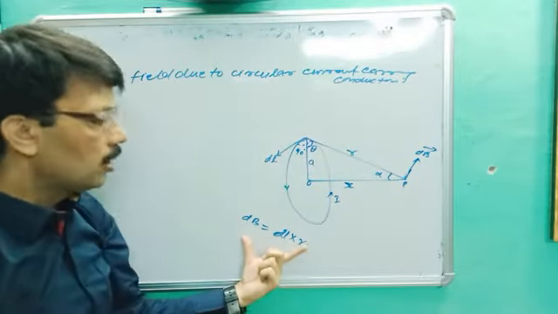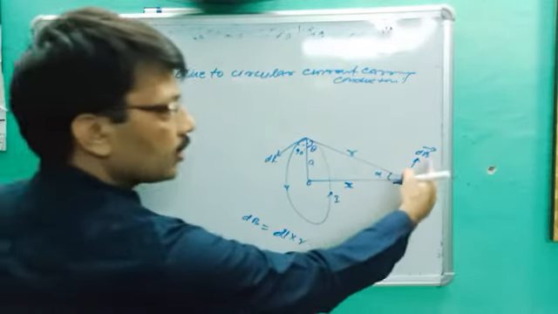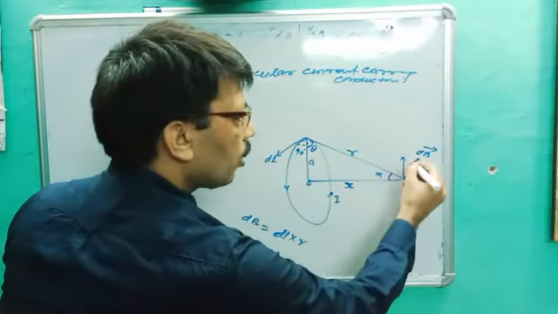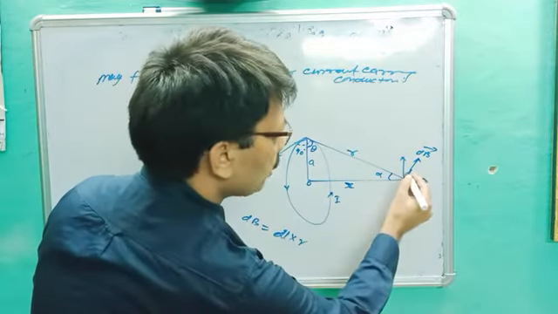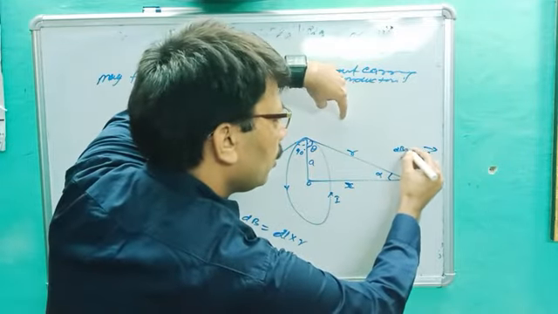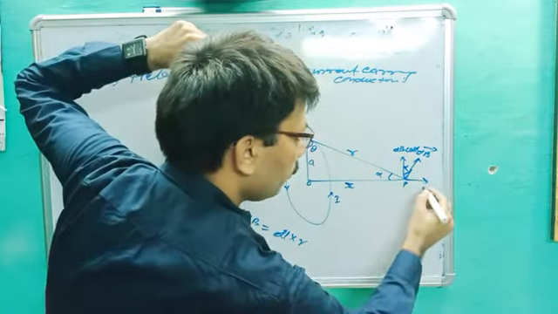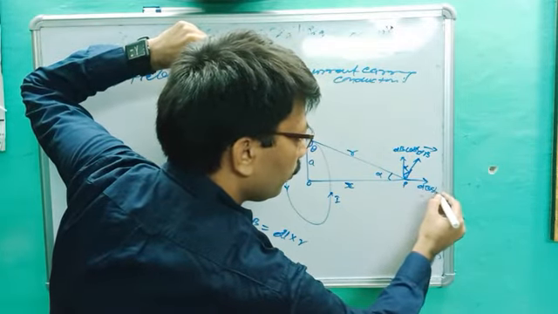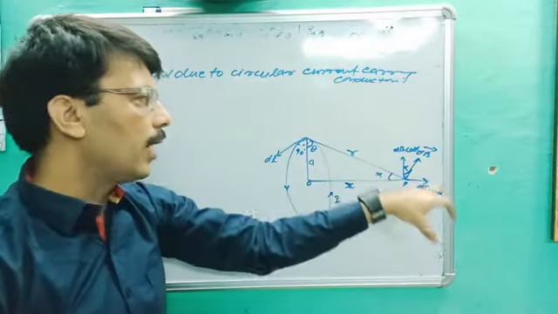So this is the application of Biot-Savart law, and this is the direction of dB. It resolves into two components. This angle is alpha, so this angle will also be alpha. So this becomes dB cos alpha and this becomes dB sin alpha. dB is resolved into two components, dB cos alpha and dB sin alpha.